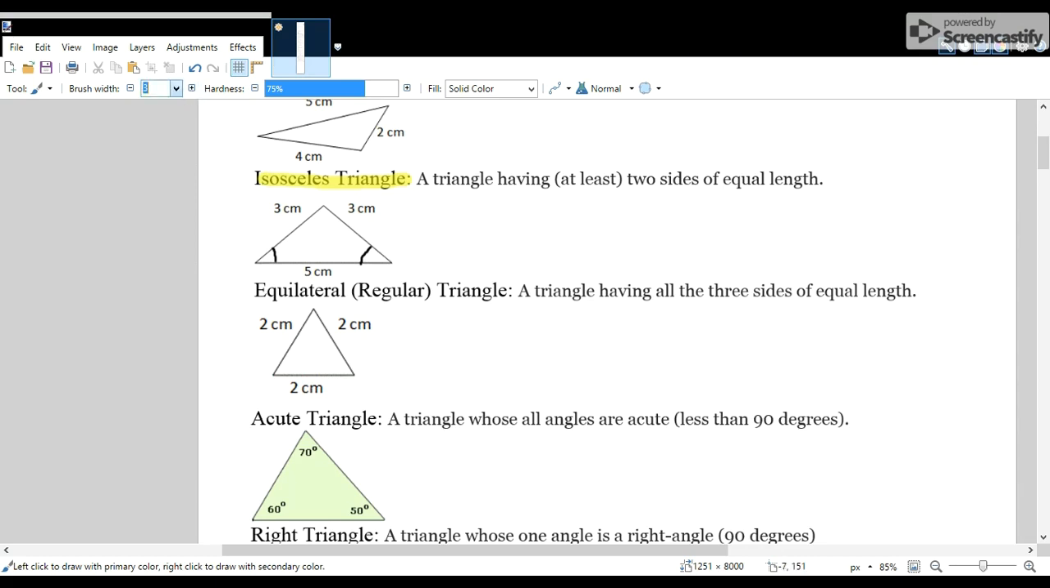Okay, the next one is equilateral, regular triangles. It's a triangle with all 3 sides of equal length. Also, in addition to them being equal length, you'll know that each angle is congruent. They're all equal to 60 degrees.